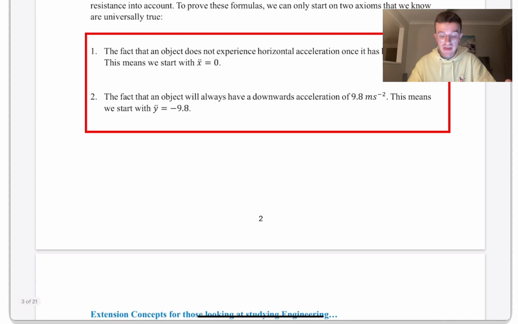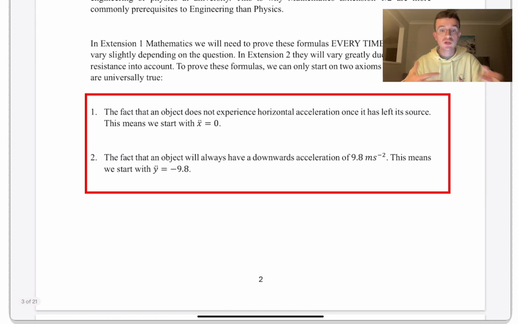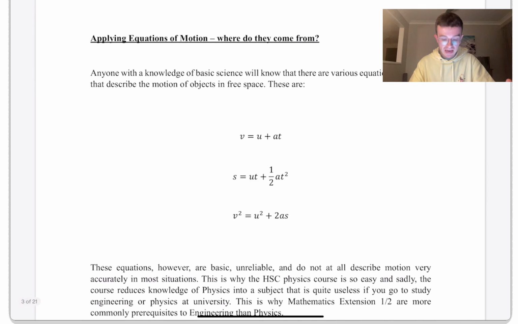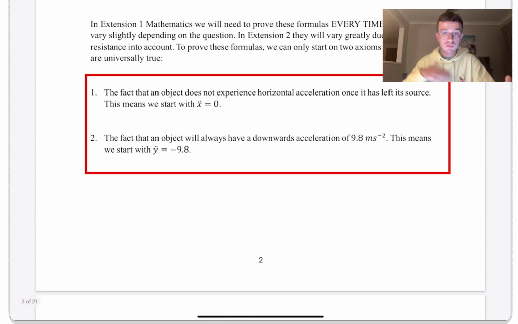So when we're forming these formulas and when we're modelling the motion of projectiles in free space, we can't ever assume any of these formulas are true. We can't. What we're trying to do is form a convincing mathematical argument. If we assume that these formulas are true, then it's not convincing someone who you're trying to prove the motion of projectile to, it's not convincing them that it's true. In mathematics, we want to make sure our arguments are convincing and that they make sense. And we can only build on 2 fundamental axioms, which are things that are universally true.